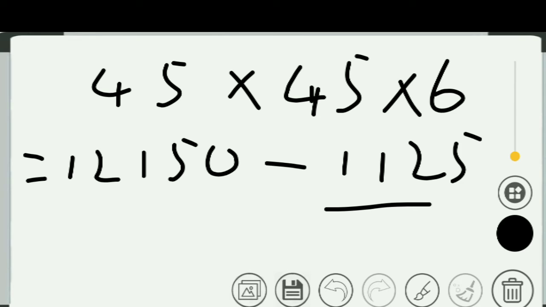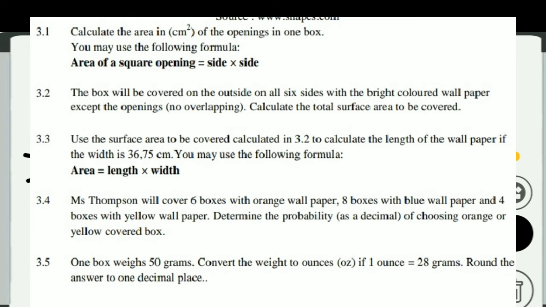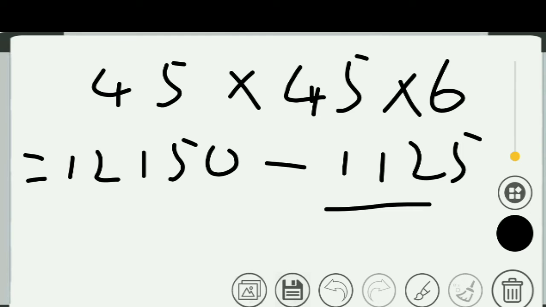1,125 is the answer we got in 3.1. Which are the openings? The openings are not going to be covered. As the question says, except the openings. The openings are not going to be covered, so there's no need for us to include them. We have to minus them because they are not going to be covered.